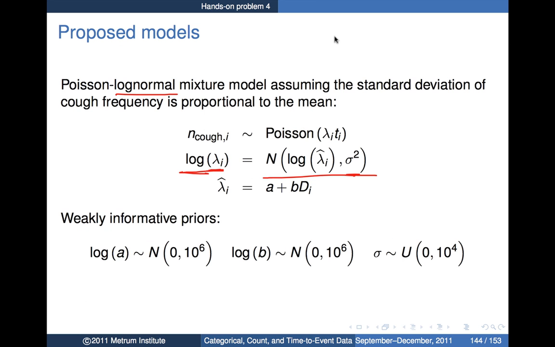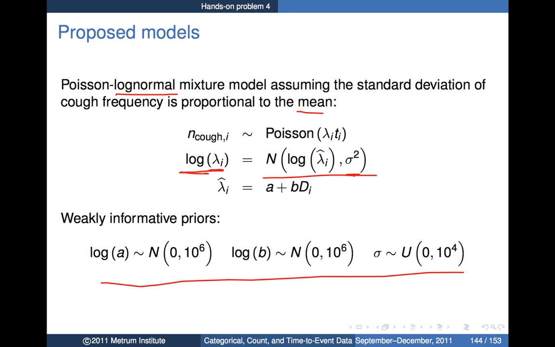Yeah, again, where the standard deviation is proportional to the mean, just like it was for that Poisson gamma case, but with a somewhat different shape distribution in here. And again, it's a 3-parameter model, and I've used weakly informative priors for all of these. Okay, so that was 3.